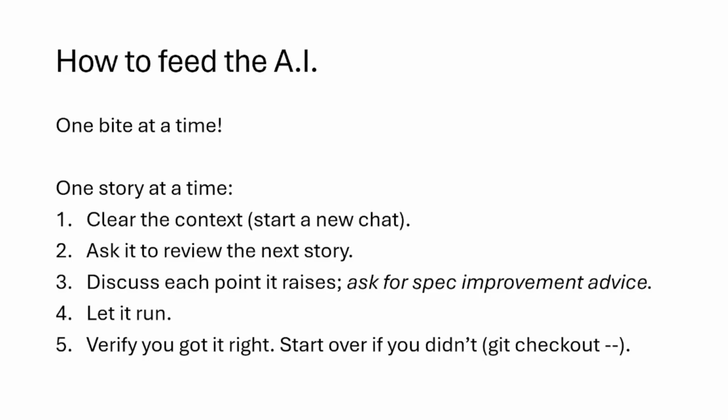So just make it your procedure to always start with a clear context in your chat window. Then ask it to review the next story. You may think that it is all clear, but maybe not. It gives you very specific pain points. And then discuss each of those points and ask it for spec improvement advice.